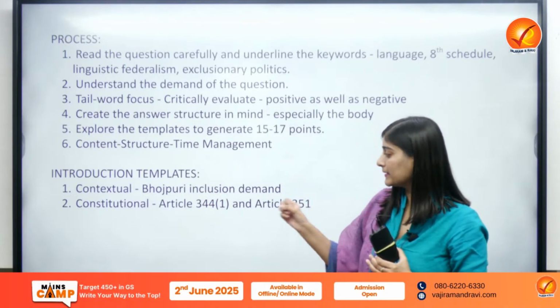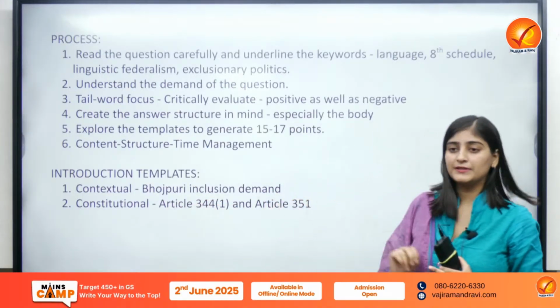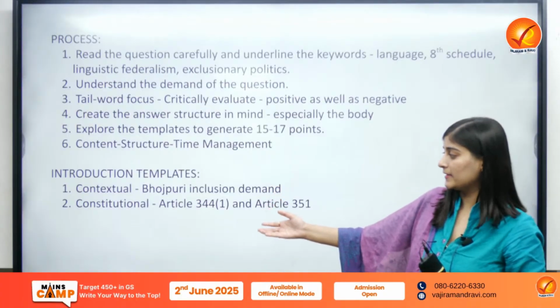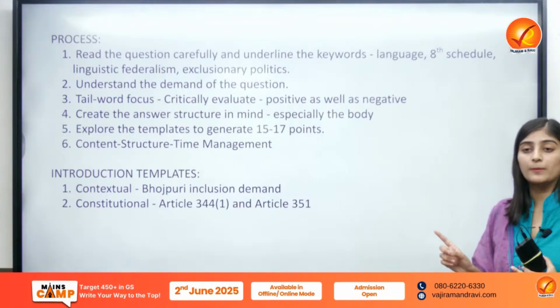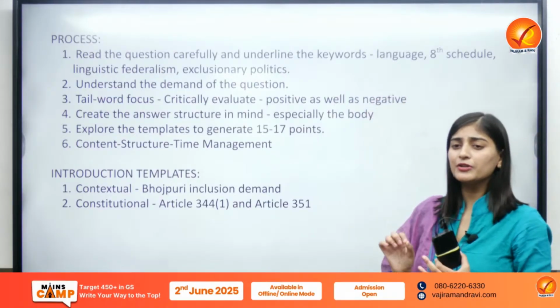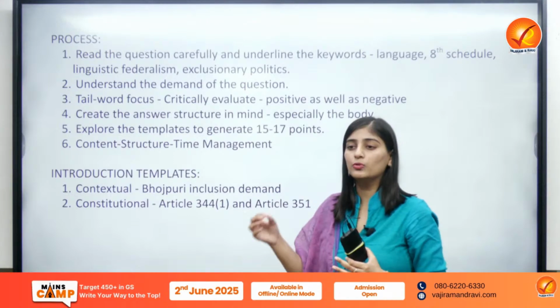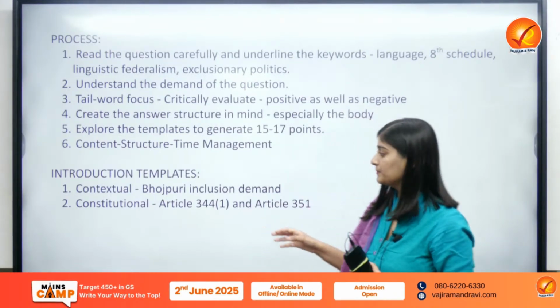You can link it with the constitutional approach by Article 344(1) or 351. These are related to the eighth schedule, which govern the eighth schedule. So using the articles in Paper 2 is a very good approach. In the introduction, the article, Supreme Court judgment. So make sure that you know the topics in news, and you know what articles they are related to.